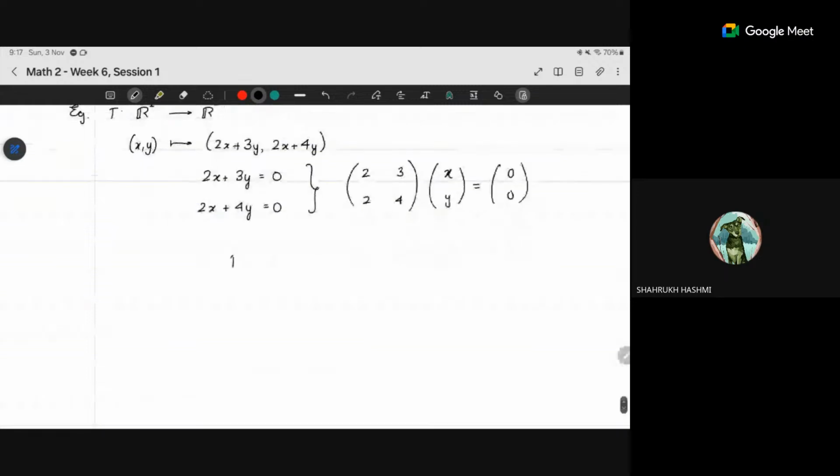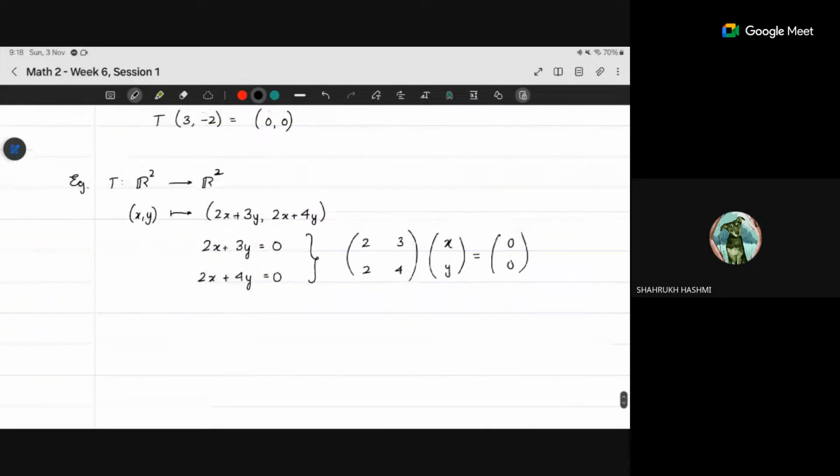In general, if you have Rm to Rn, you will have an n cross m matrix that we will look at in the next few minutes. So it will come down to the solution of that. All of that will be clear when I discuss that. Here I've just taken R2 to R2 specific examples, but this is what happens in the general case also, with possibly different numbers.